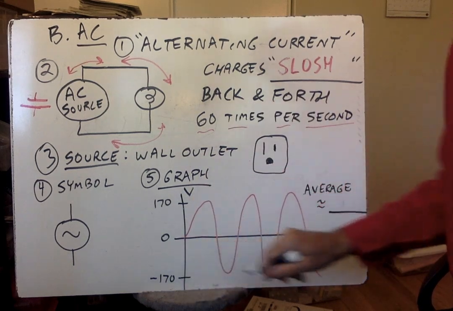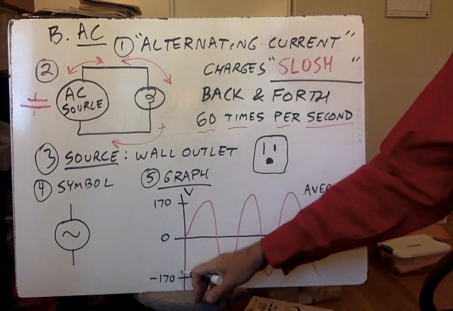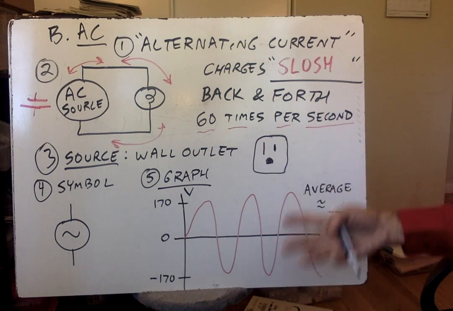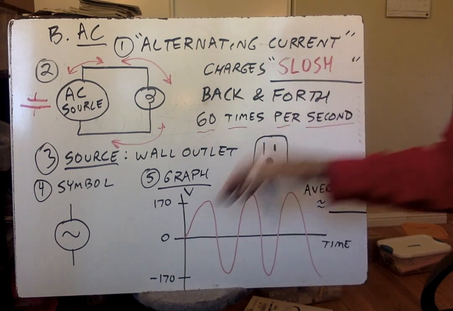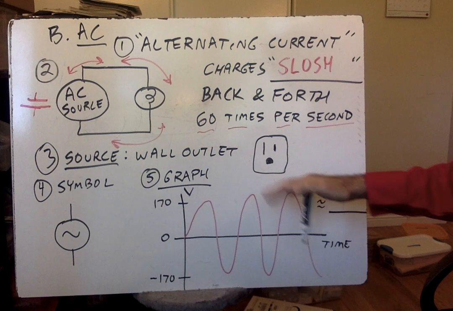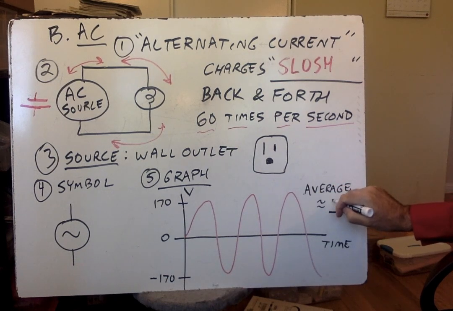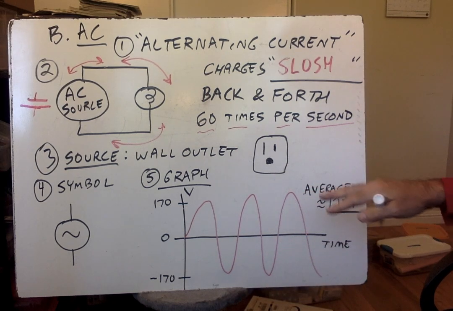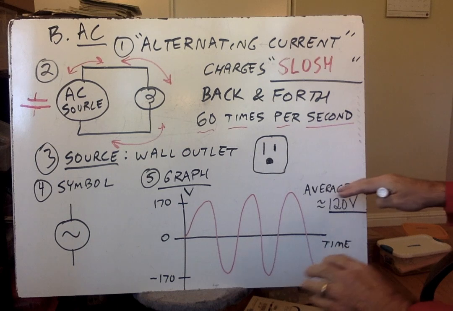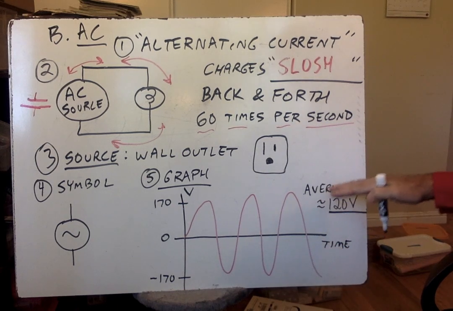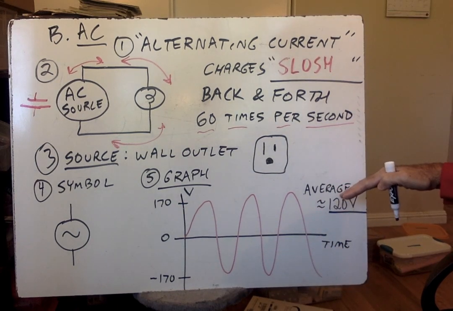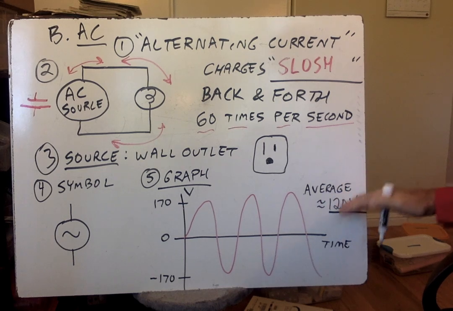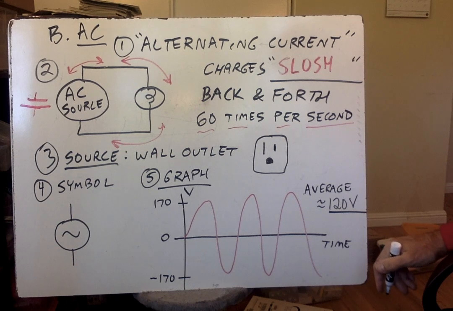170 and negative 170 are the common maximum and minimum for the United States for our wall outlets. But if you average this out and see, on average, what kind of voltage am I getting in absolute value, it turns out to be about 120 volts. Depending on where you live, it could be as low as 110. It's between 110 and 120, usually across the United States. There's no fixed rule that it has to be exactly 120 or 110, so it depends on where you are. But my house, where I live, I've measured it, and it's about 120 volts.